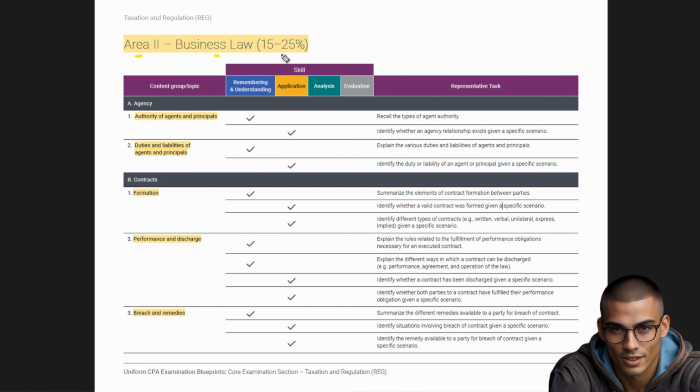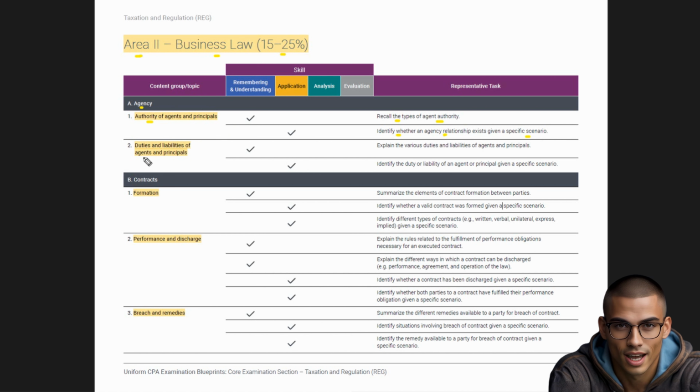Continuing on to Area 2, business law. Here, this is going to be 15 to 25% of what you will see on the exam. First, we have agency, the authority of agents and principals. Here, you'll need to be able to recall the types of agent authority. You'll need to be able to identify whether an agency relationship exists given a specific scenario.